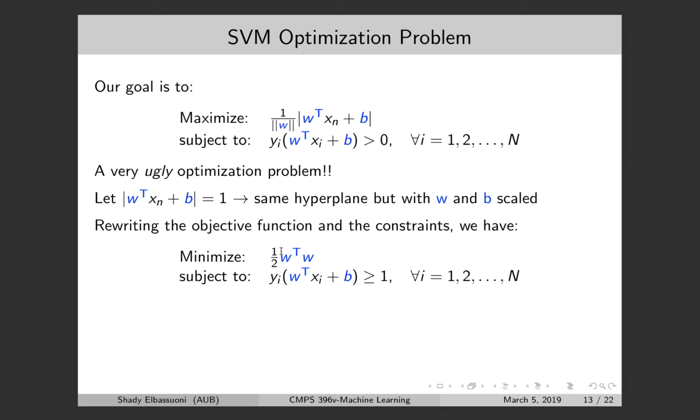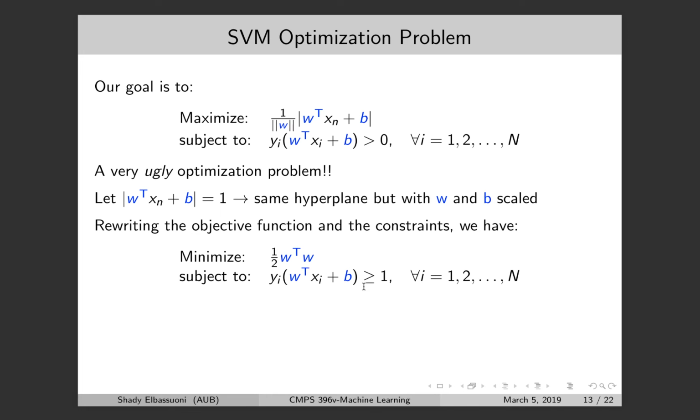And multiplying this by half doesn't change the objective function. We'll see why the half: because we're going to do differentiation and the half will eliminate the square. And subject to the constraint, which was before yi (W transpose xi plus B) is greater than 0 for every data point. Now it's yi (W transpose xi plus B) is greater than or equal to 1.